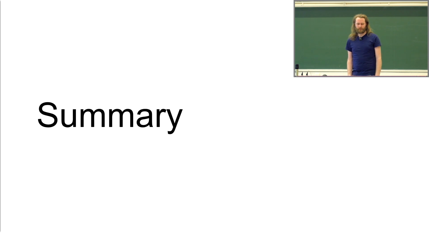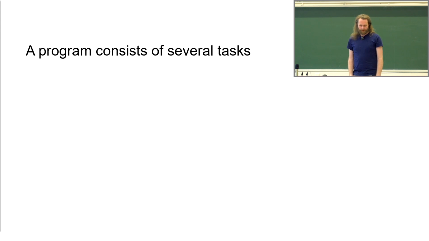Good. So, today's summary. A program consists of several tasks. Why? Because it's easier to program it when we are able to separate our program into multiple things so we can focus our attention on one thing at a time. The only way we're able to focus our attention on one thing at a time is if we are able to be uniquely responsible for that thing at a time. And the only way to do that is if our tasks are processes.